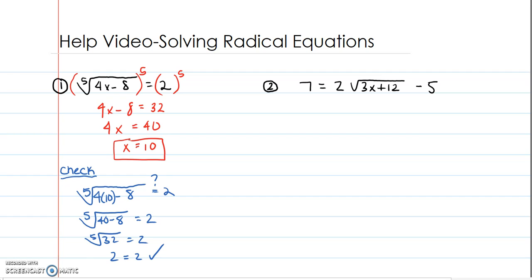All right, the next problem, we have a radical with the variable underneath it, but I have a bunch of other things happening. So I have to go ahead and straighten that out first. So I'm going to use the SADMEP, which means we're going to subtract, add first. So I'm looking to the side with the radical. This 5 is being subtracted, so I'll add 5 to the other side.